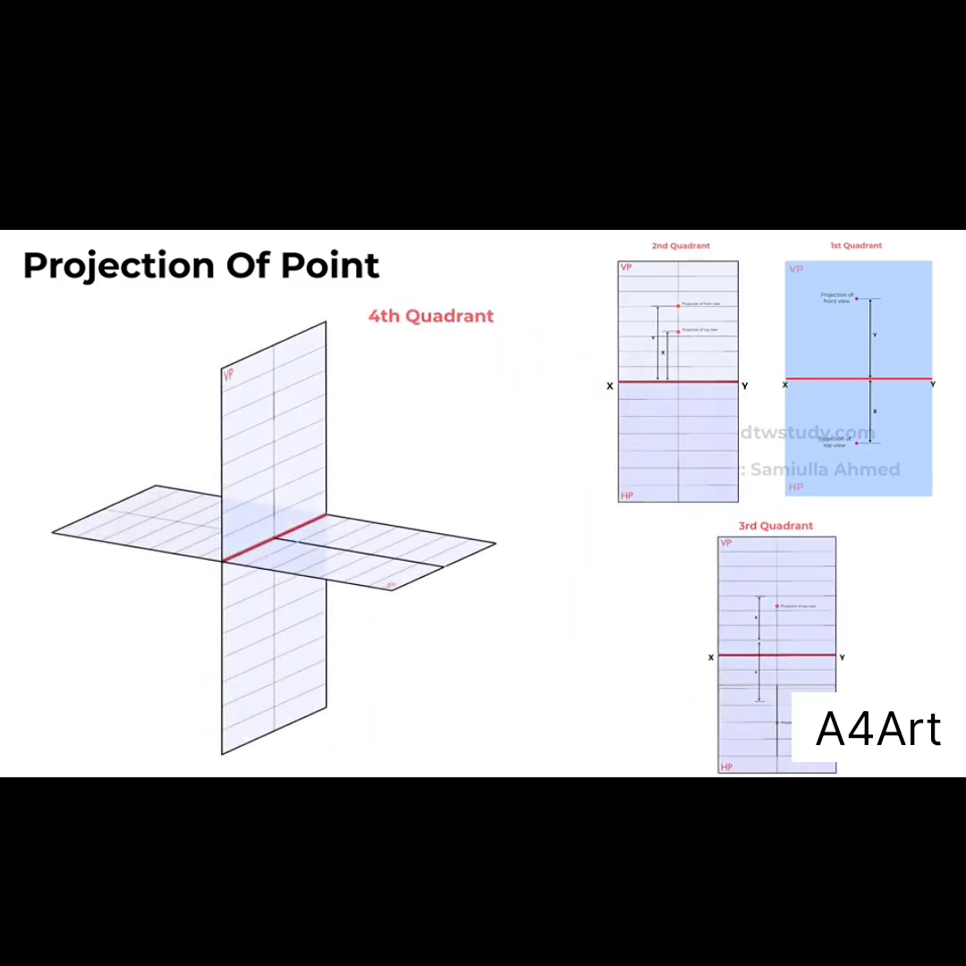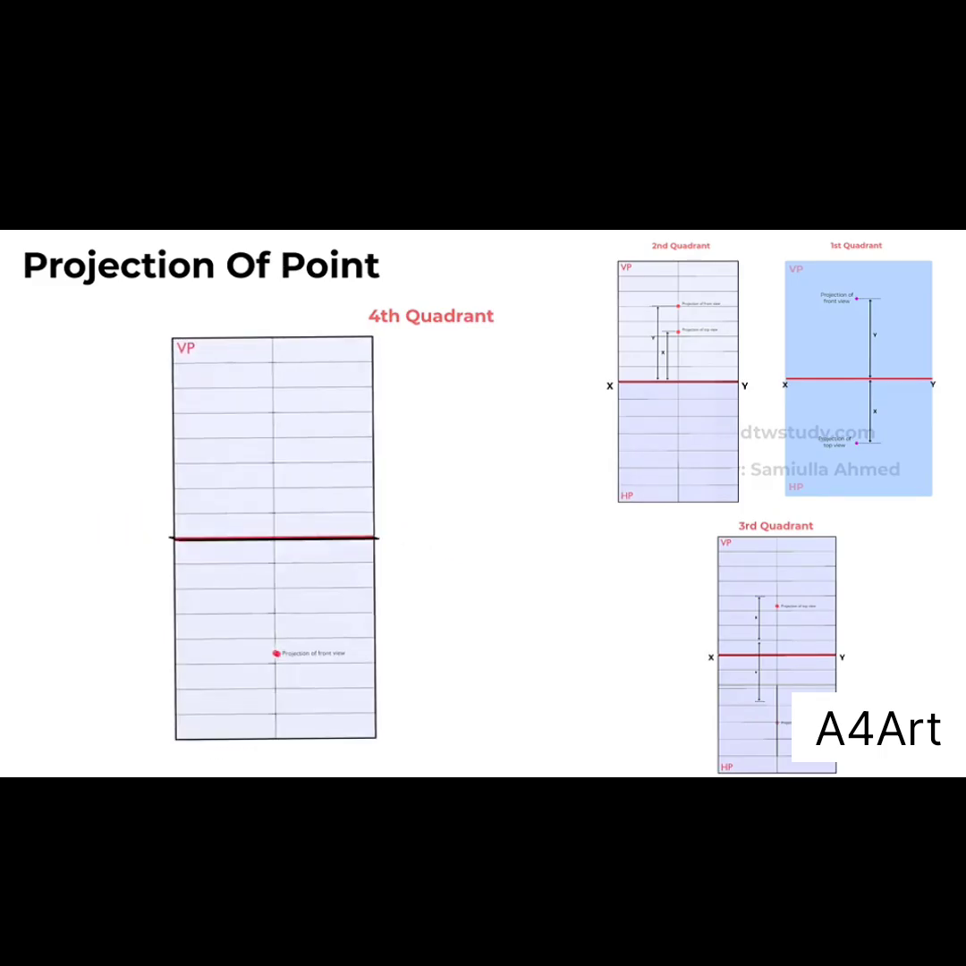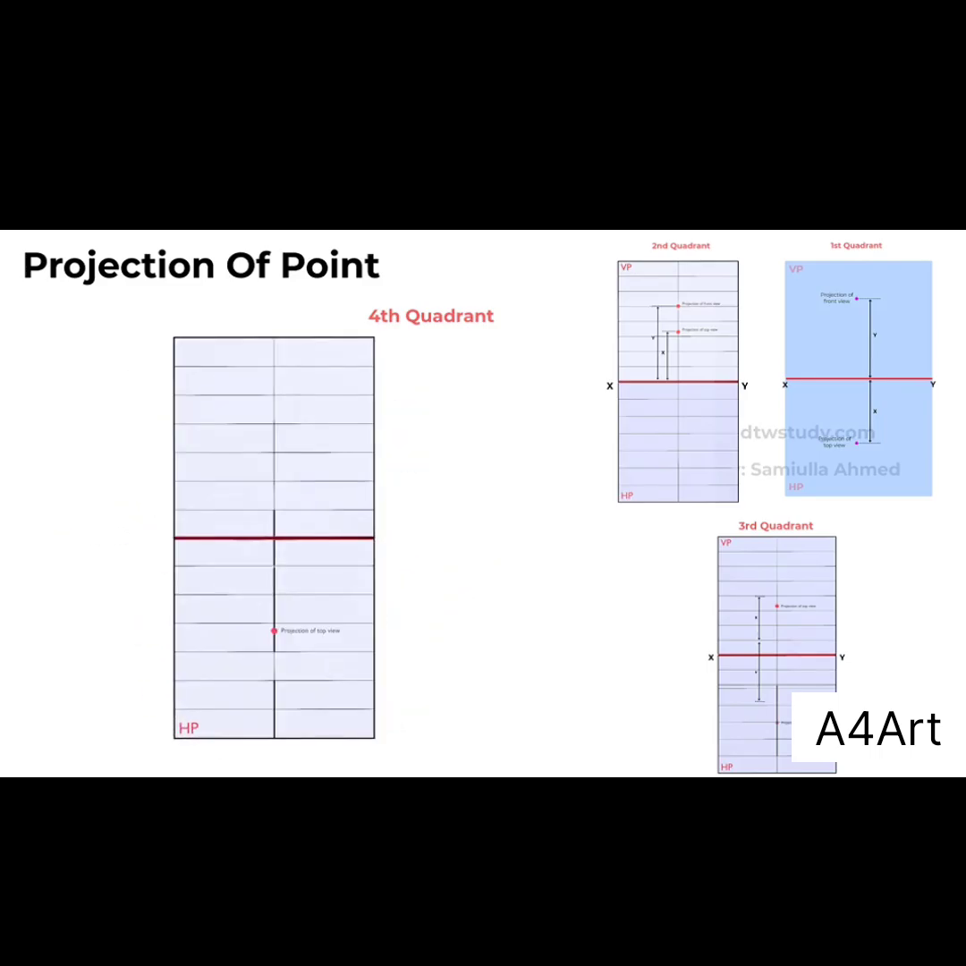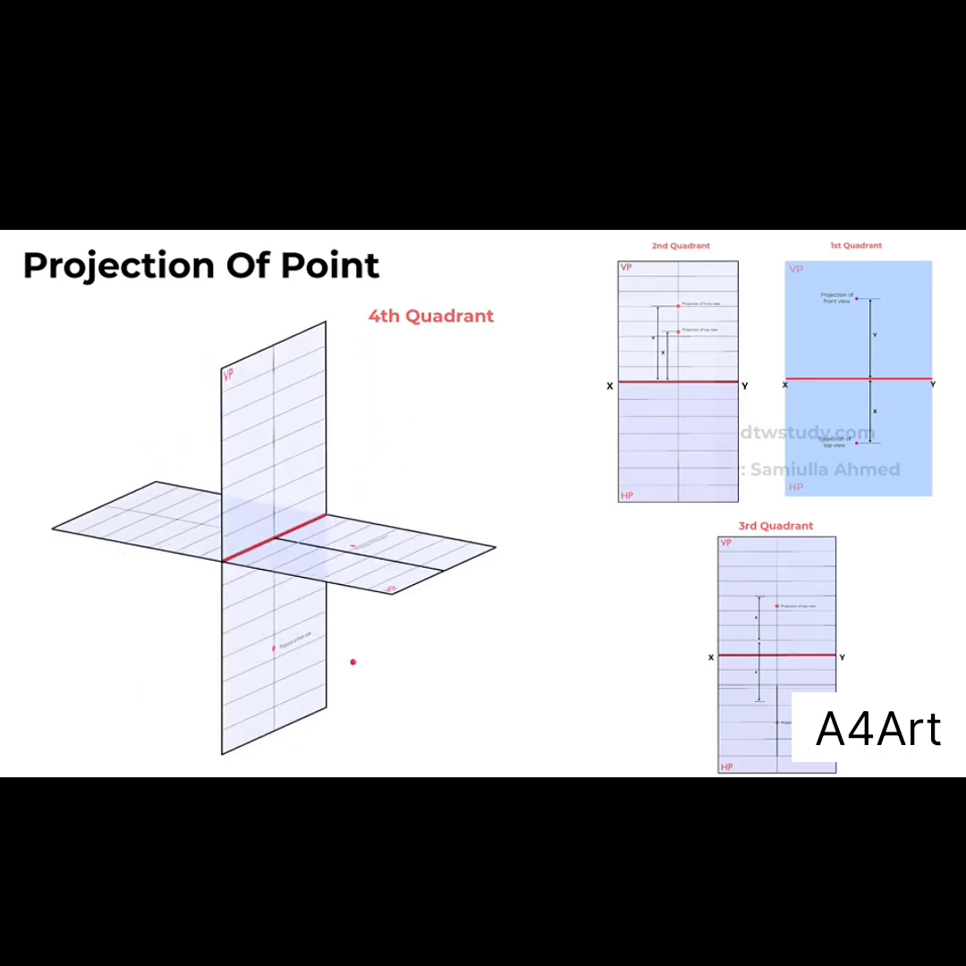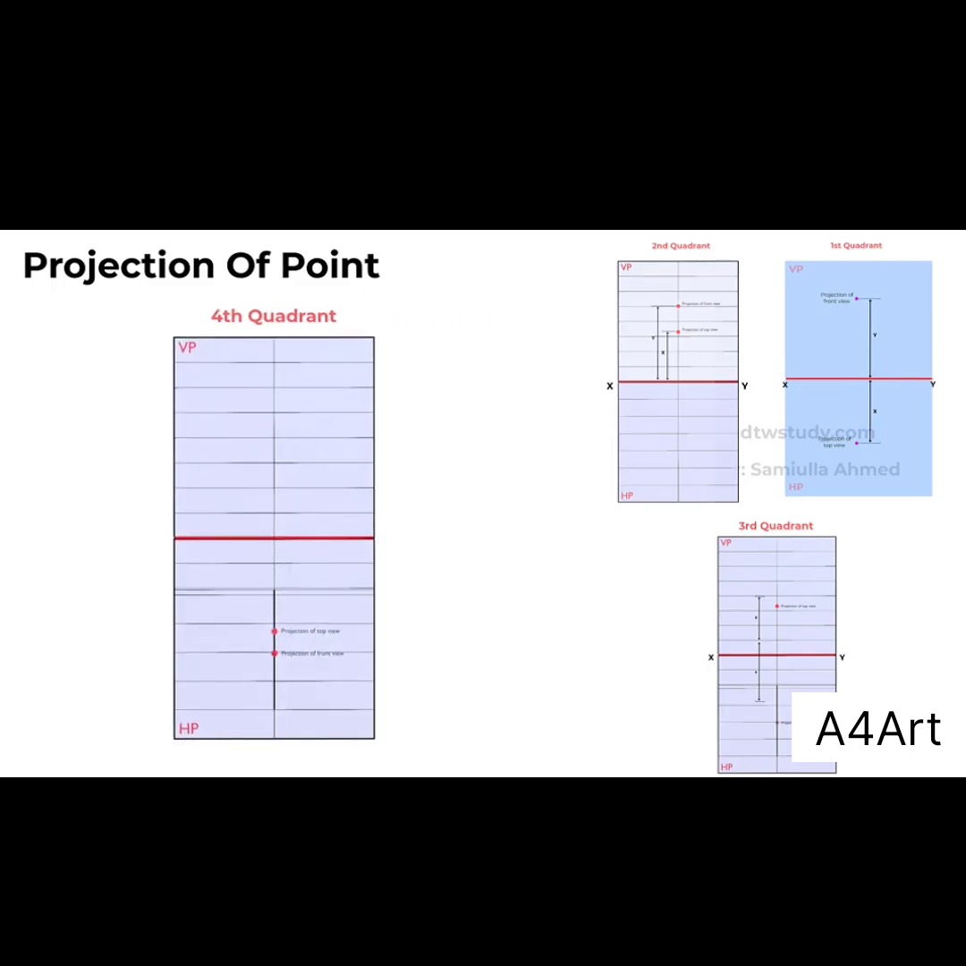Finally, when a point lies in the fourth quadrant, in other words, in front of VP and below the HP, it is observed that the VP and HP overlap with each other. Consequently, in this case, both views are projected below the XY line. This outlines how the views of points are depicted in two-dimensional view across different quadrants.